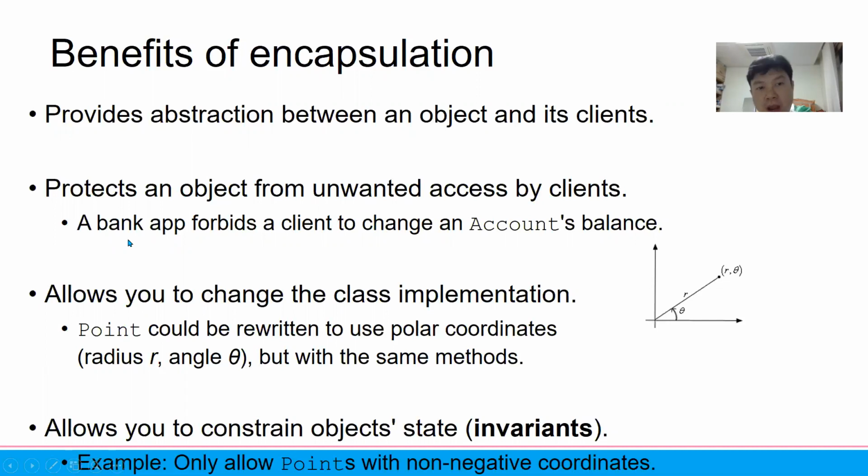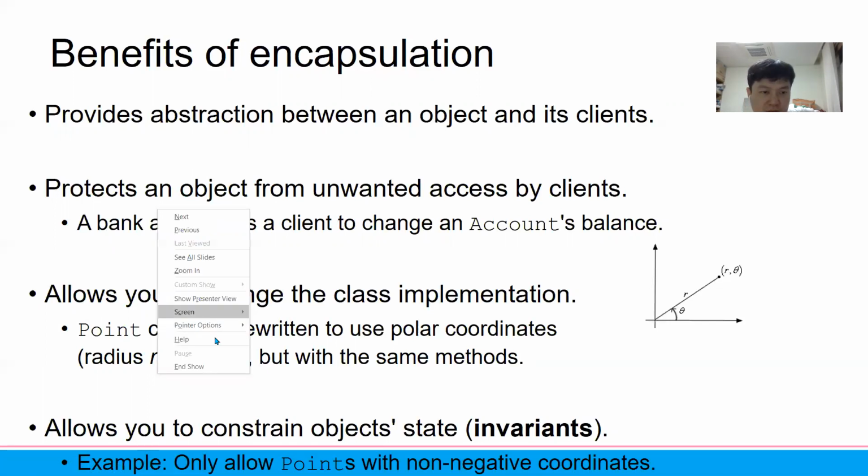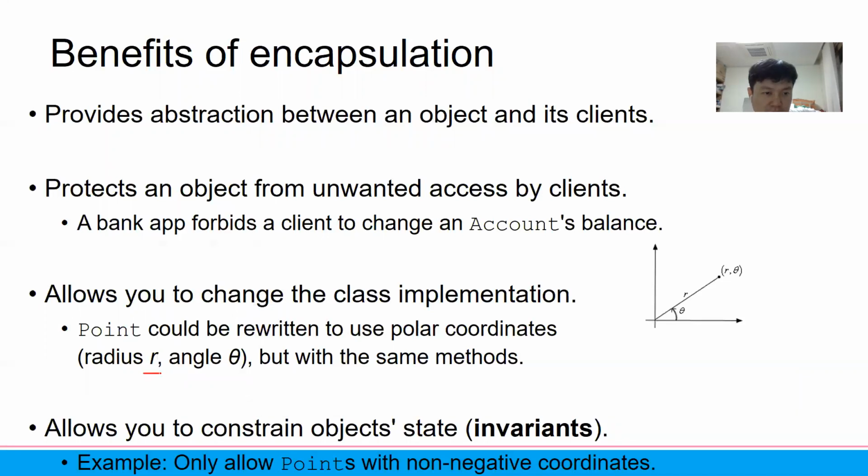For example, a bank forbids the client to change the account balance. It allows you to change the class implementation. So if you are using X and Y for a particular point, you can also use the radius and the theta to indicate the radius and angle respectively. So it allows you to constrain object state invariant.